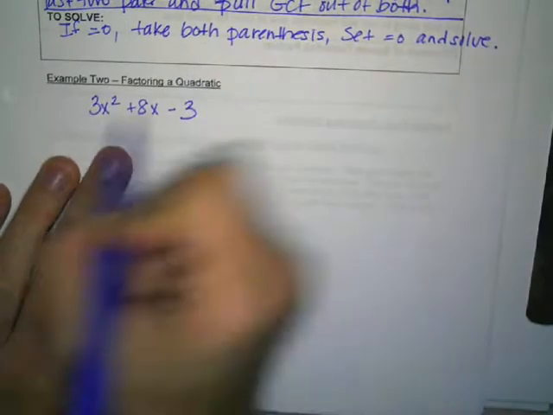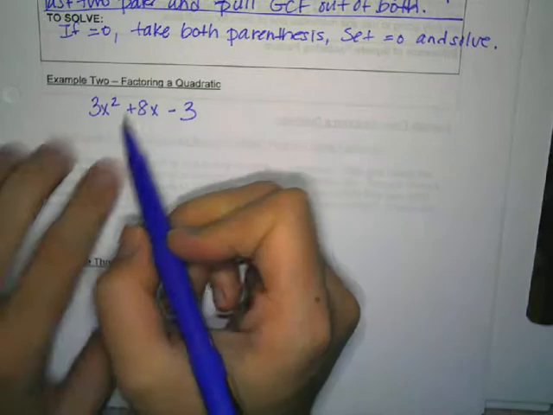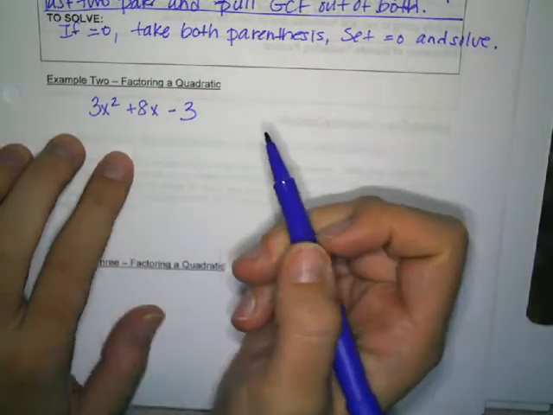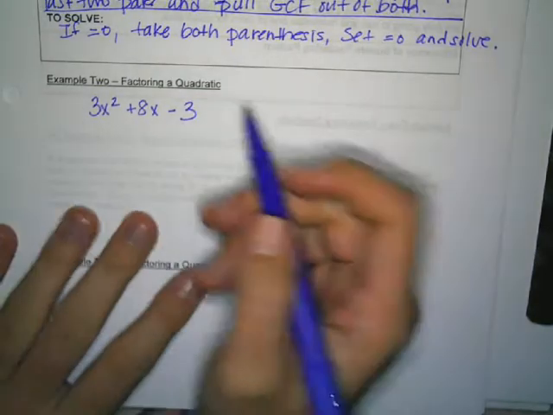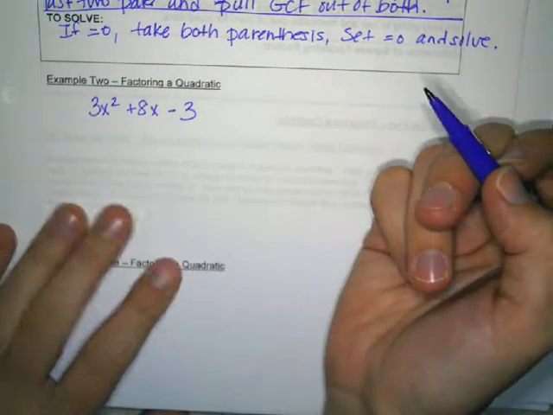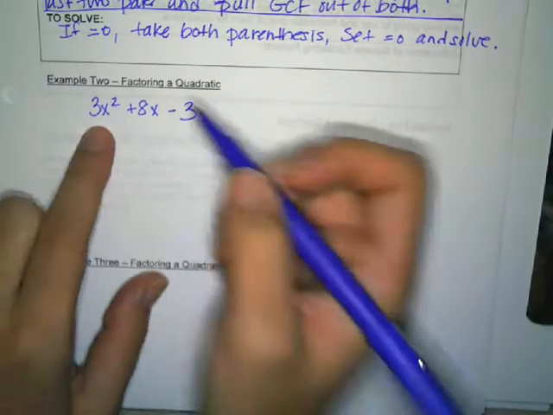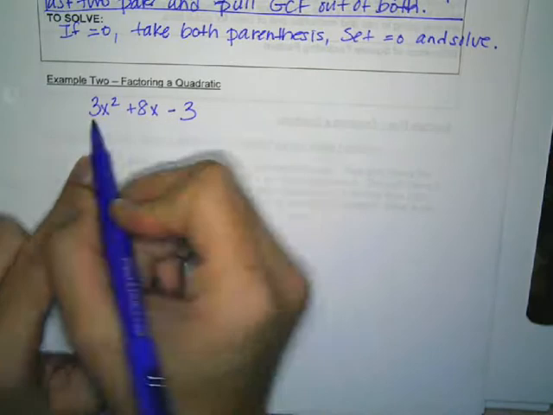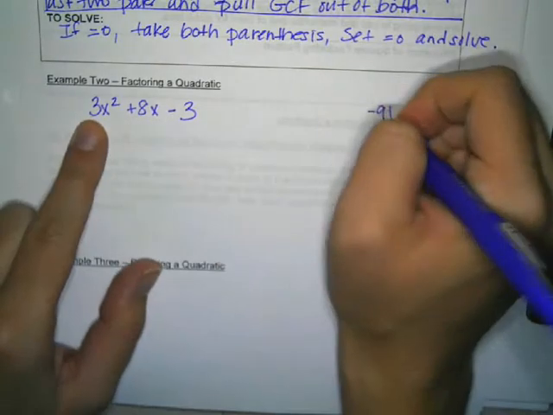Alright, we first look to see if there's a greatest common factor. There's no greatest common factor here because there's no number that goes into 3, 8, and negative 3 except for 1. But we're not going to pull out a 1. So the first step is done. Second step is to multiply your A and C together. So 3 times negative 3 is negative 9. I put that number off to this side.